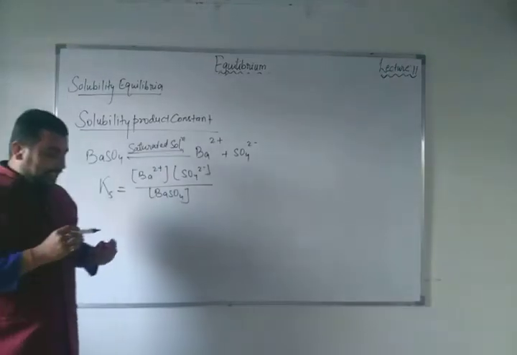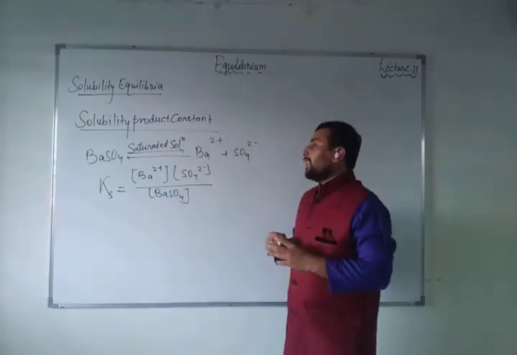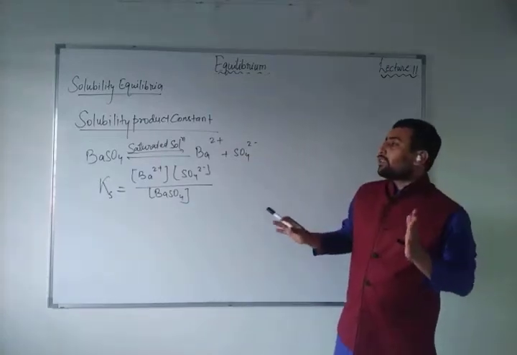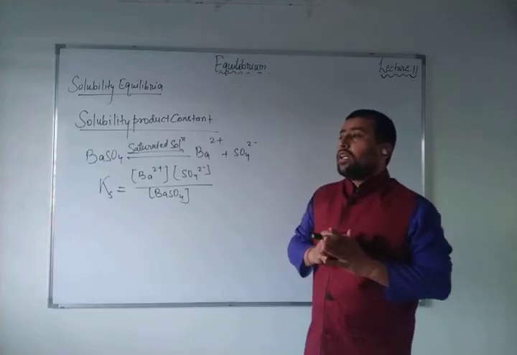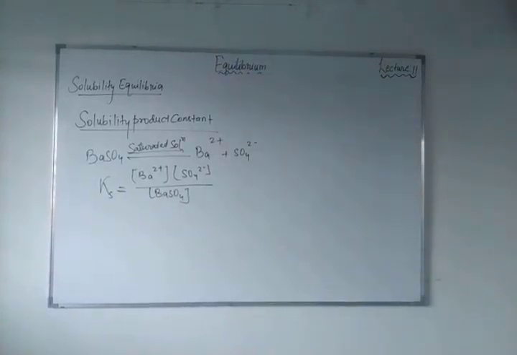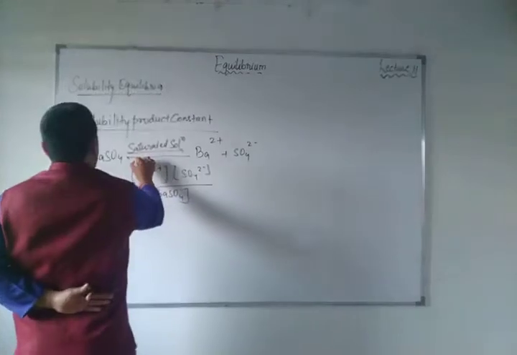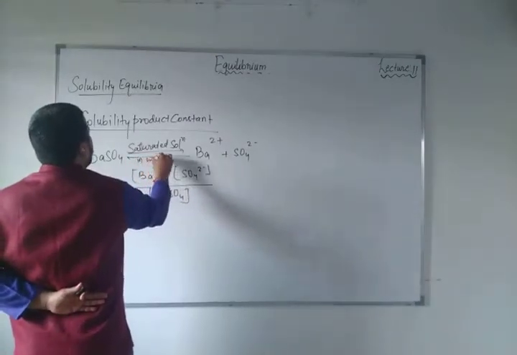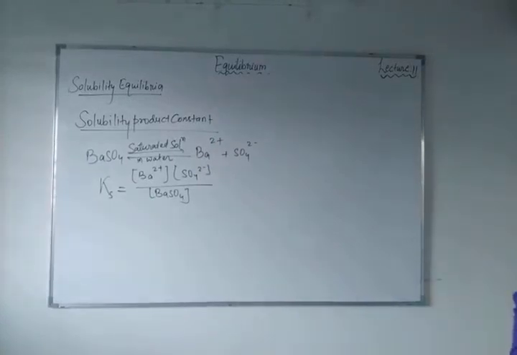Here you can see, as we have discussed, dibasic, monobasic, all those things we have already discussed. So here the solubility product constant, as I have taken a salt, barium sulfate, and this barium sulfate is in contact with the saturated aqueous solution. Saturated solution means in water I am talking, not in other things. So saturated solution in water.